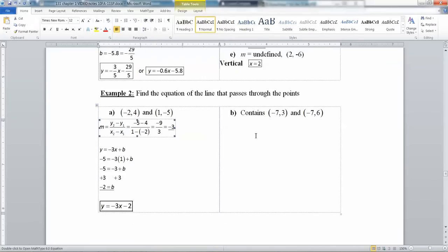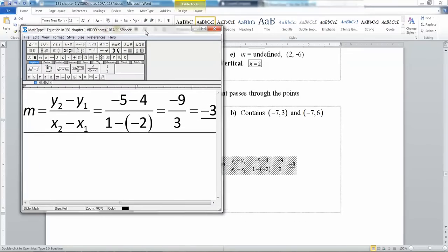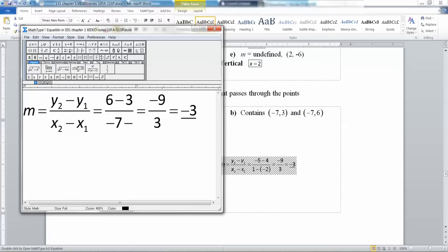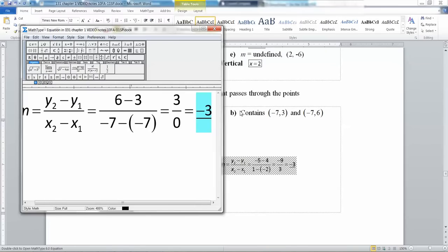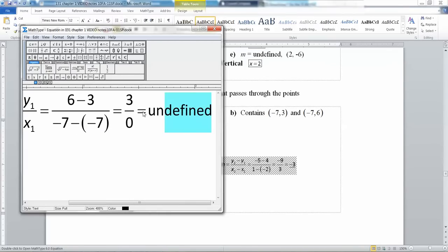All right, now let's do it again. Over here, we need to find the slope. So it's going to be y2 minus y1. So that's, let's see, y2 is 6 minus 3 over negative 7 minus negative 7. So that top number's 3. That bottom number is 0. So this is undefined. That's your slope. It's undefined.